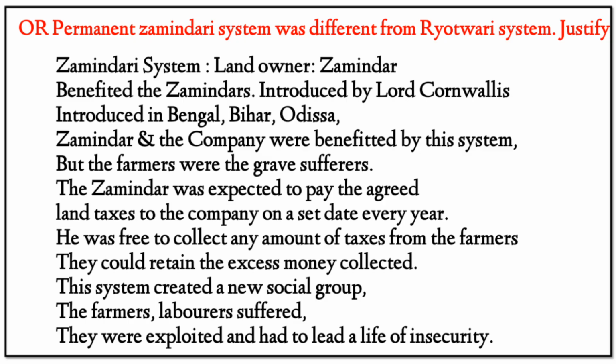Introduced in Bengal, Bihar and Orissa. Zamindars and the company were benefited by this system, but the farmers were the grave sufferers. The Zamindar was expected to pay the agreed land tax to the company on a set date every year. He was free to collect any amount of taxes from the farmers.